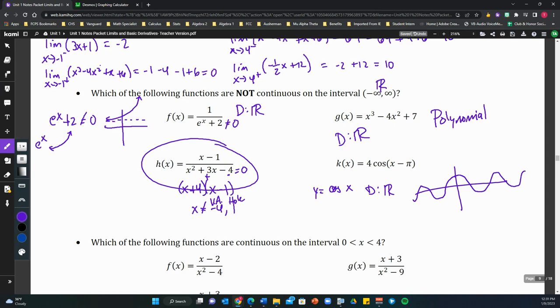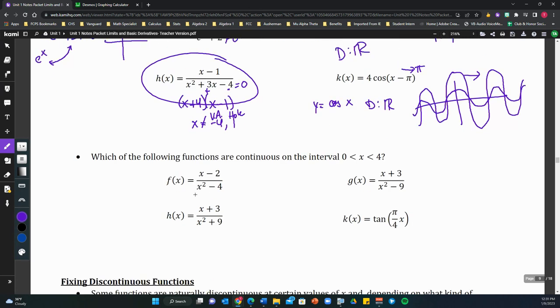The 4 out in front is a vertical stretch. So this is going to be 4 times as tall as the original. And then x minus pi, that is a horizontal translation or horizontal shift to the right, pi units. But none of that impacted what values of x I'm allowed to substitute in. The stretched version still has a domain of all reals, and the shifted version would still have a domain of all reals. There are no vertical asymptotes or holes anywhere, so this guy would also be continuous on all reals.